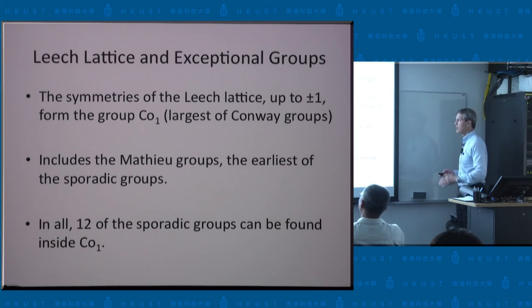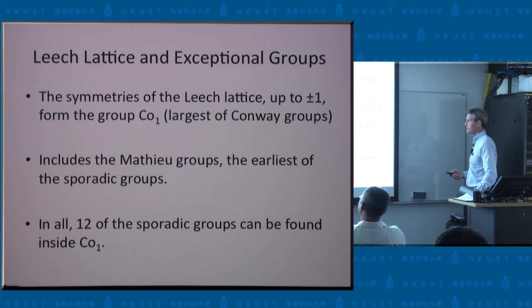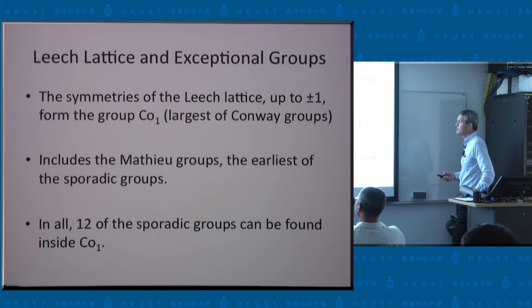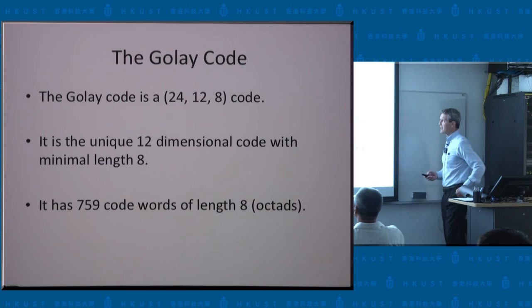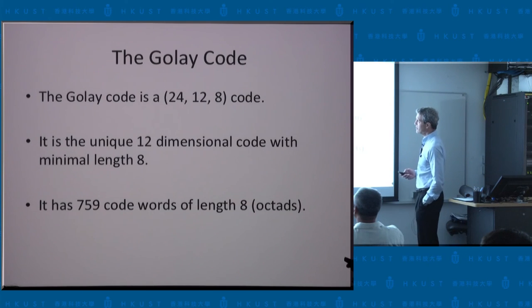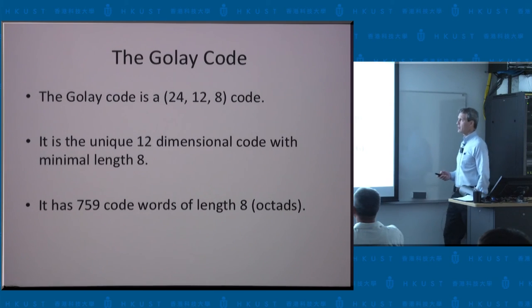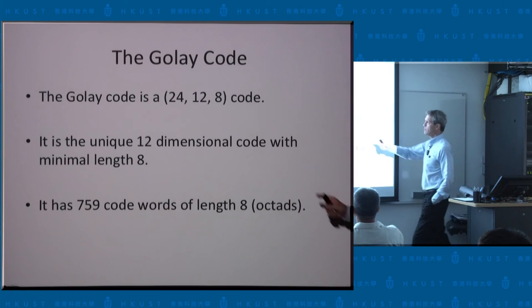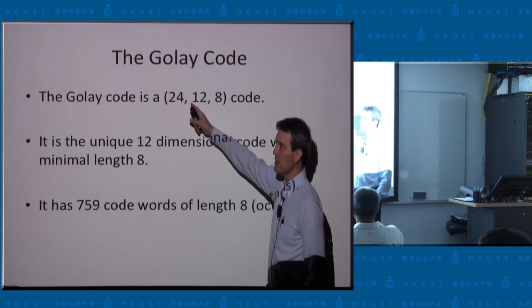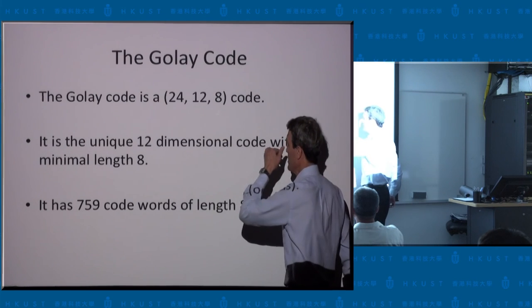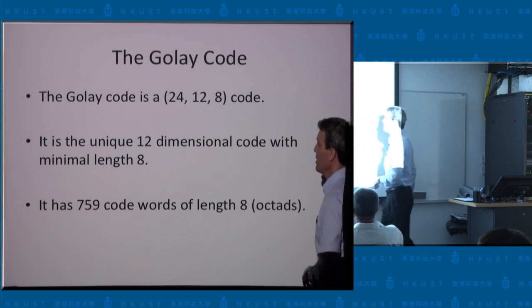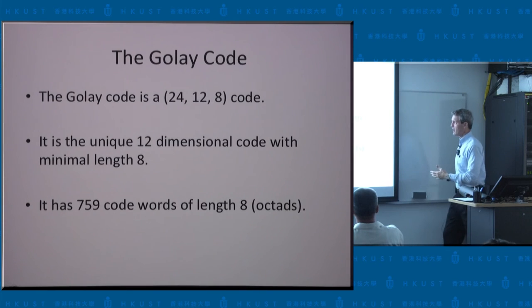In particular, all the Mathieu groups, the earliest sporadic groups, are related to the Leech lattice. Okay, so how do we get the Leech lattice? Well, it comes out of another code, which is called the Golay code. It's a length 24 code, which is the dimension of the Leech lattice. It's 12 dimensional, and its minimal word length is 8. Okay, and that's what's special.